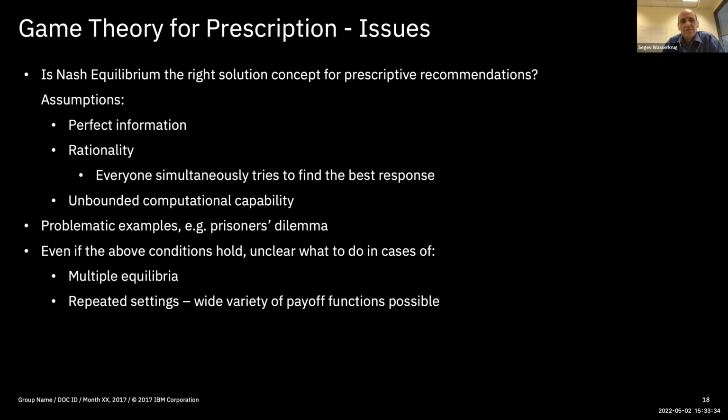And even if we do find problems where we have perfect information, we can assume everyone's rational and it's not a problem to calculate it, there could also be multiple equilibria. It could be that I'm aiming at one equilibrium and the other parties are aiming at other equilibria. And of course, there's the issue of repeated settings. So maybe the answer is going to other game theoretical extensions.